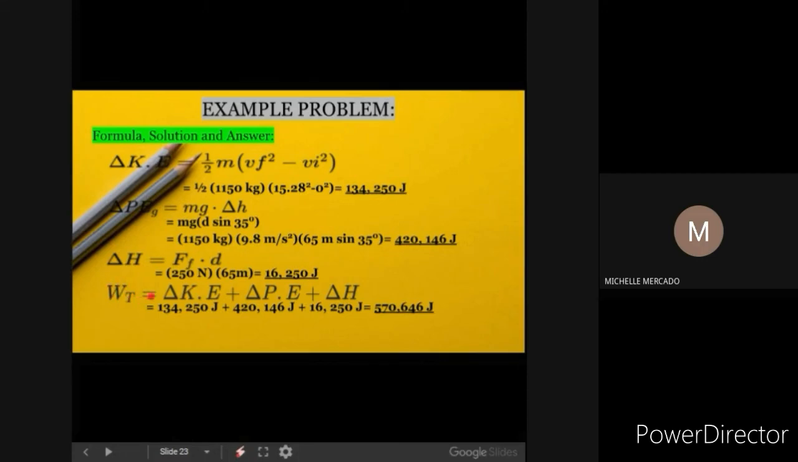So, total work done again is equal to change in kinetic energy plus change in potential energy plus change in heat. So, 134,250 joules plus 420,146 joules plus 16,250 joules. The answer will be, or the total work done by the car is 570,646 joules.